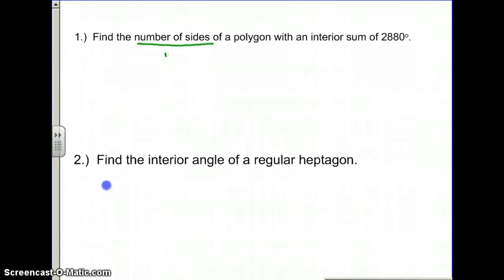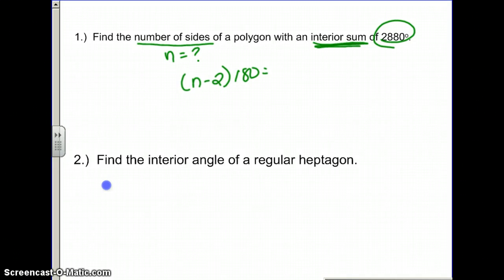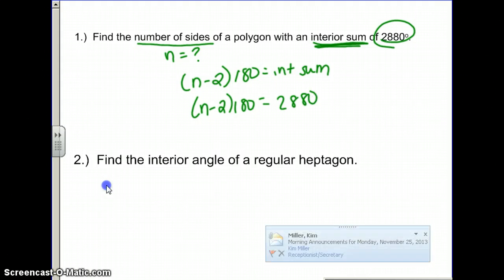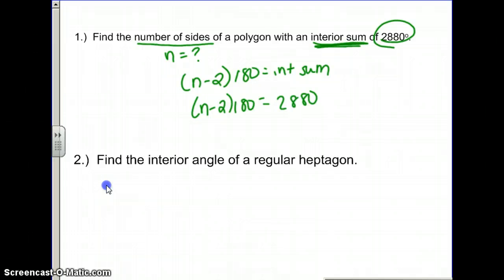It says find the number of sides. So we're looking for n of a polygon with an interior sum, so all of the inside angles add up to 2,880. Remember our formula: n minus 2 times 180 equals the interior sum. We don't know n, and we know our interior sum is 2,880. I want you to push pause, take a second, and solve that. Okay, hopefully you divided by 180 and got n minus 2 equals 16. Add 2 over, so n is 18 sides.